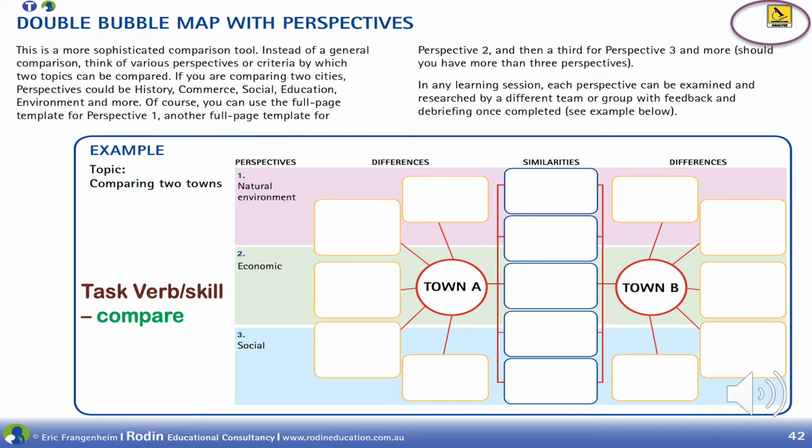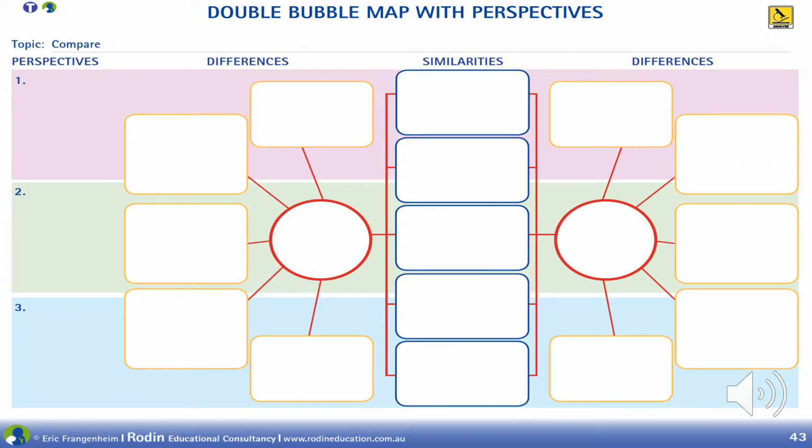If we want to look at the verb compare, a very useful strategy is a double bubble map, and this one is with perspectives. So the example here is comparing 2 towns from the perspectives of natural environment, economic, or social historical. And then again, there is your simple blank template.